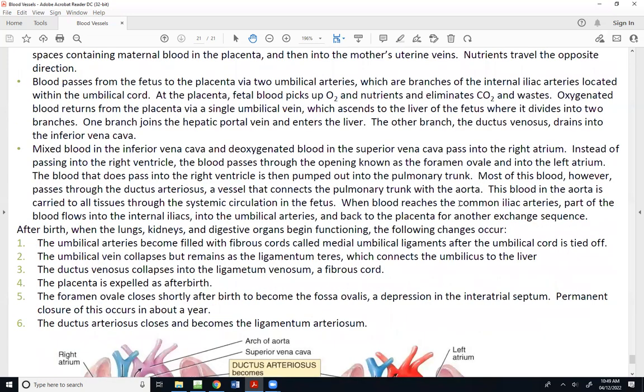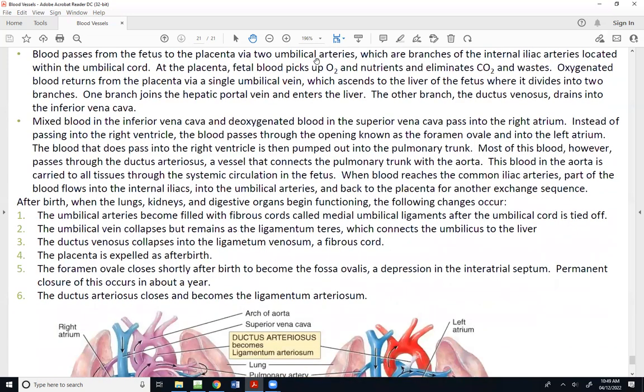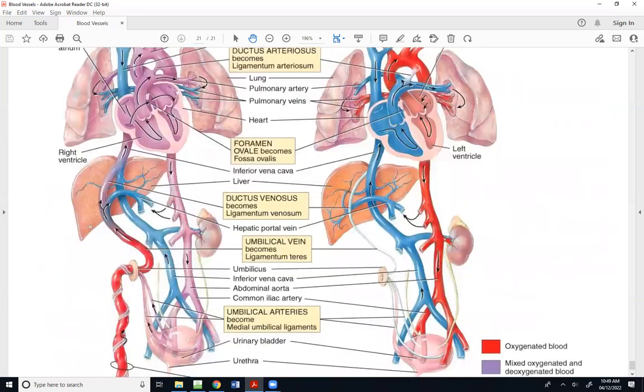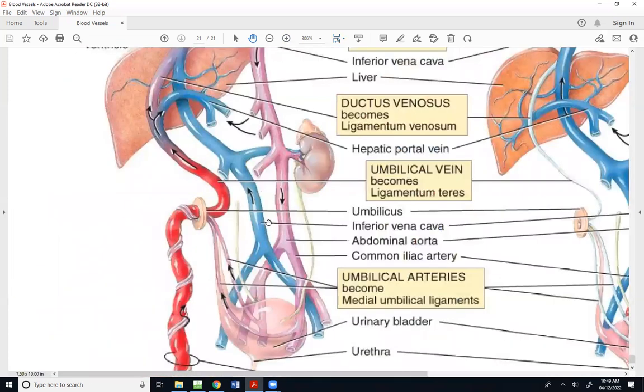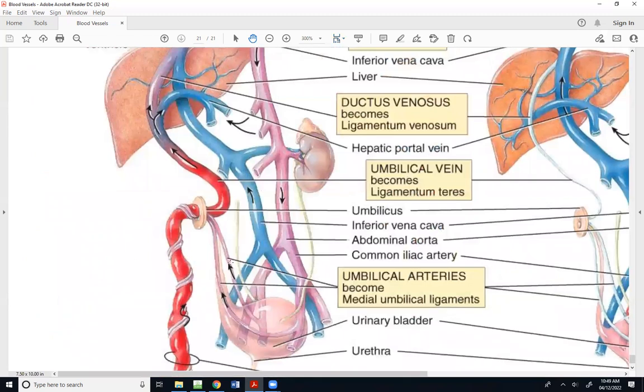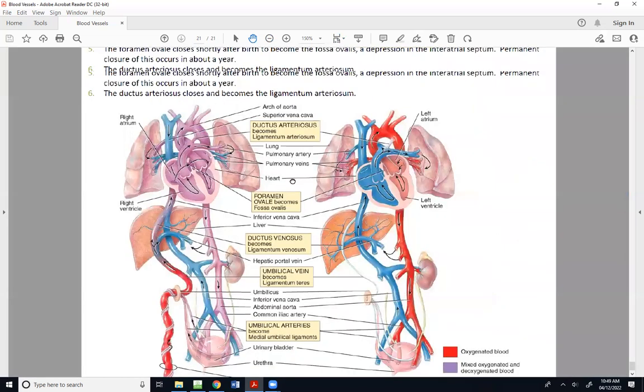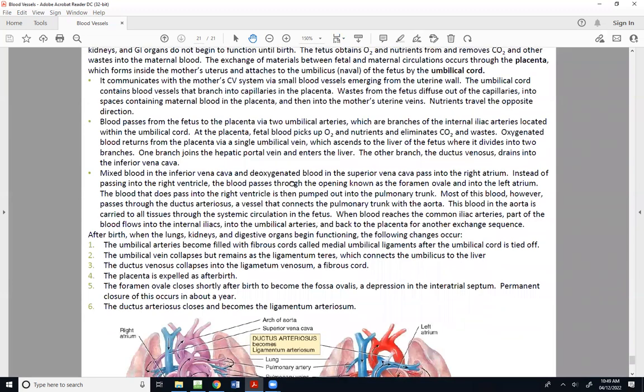Okay. Blood is going to pass from the fetus to the placenta via two umbilical arteries, which branch from the internal iliac arteries that we just talked about, located within the umbilical cord. Okay, if we look here in our illustration on the left, here are the two umbilical arteries coming off of the internal iliac. They're coming and delivering the blood to the umbilical cord. At the placenta, the fetal blood picks up O2 and nutrients and eliminates CO2 and waste.